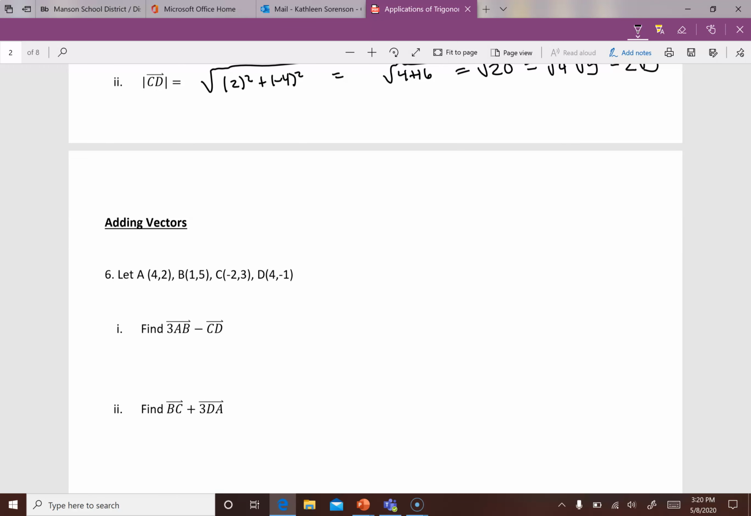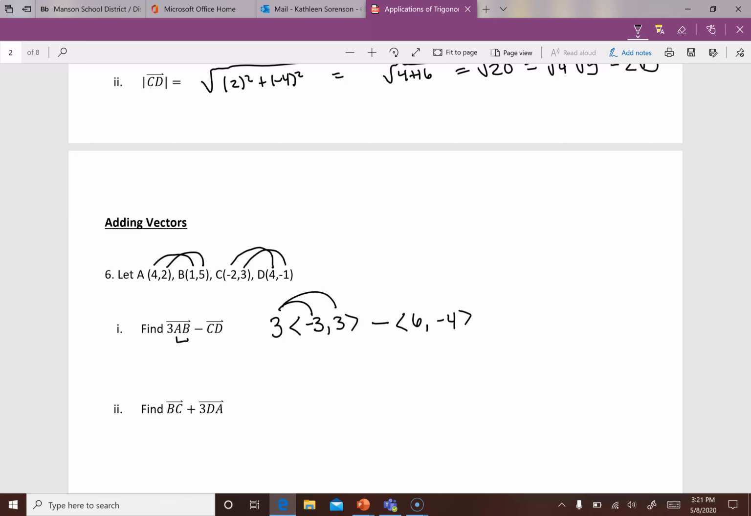So now let's go ahead and add and subtract vectors. The first thing we're going to have to do is find what AB is. So I've got to write my 3 first, and then my AB, well, how do I get from 4 to 1? I subtract 3. How do I get from 2 to 5? Oh, I add 3. Minus, now let's do my CD. My CD is going to be how do I get from -2 to 4? Well, that would be to add 6, right? And then how do I get from 3 to -1? I would subtract 4.